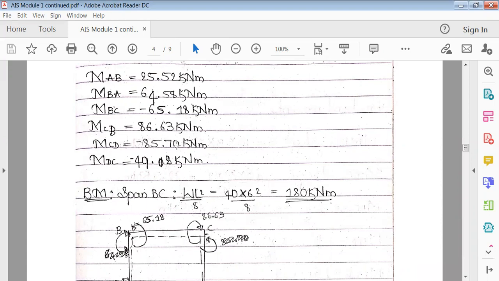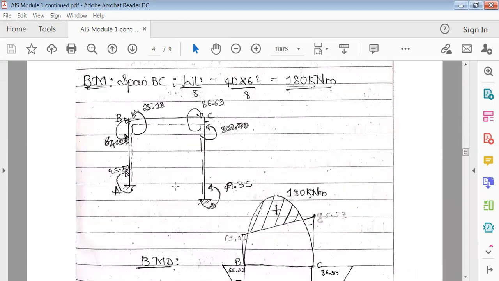So now after finding this, next is marking the moments properly. So mark these moments here. First draw the diagram like this.